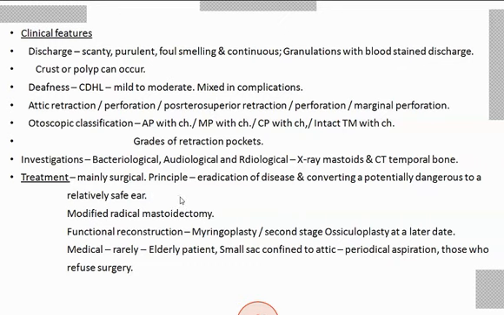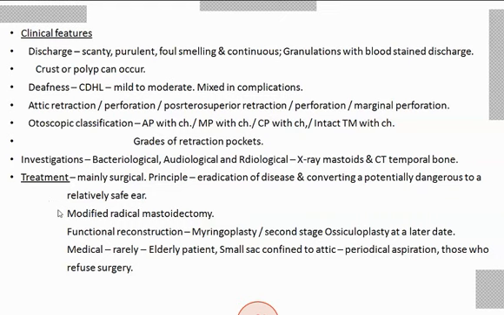Coming to the treatment, it is mainly surgery. There is no role for medical treatment in the case of attic disease. The principle of surgical treatment is eradication of disease and avoiding a potentially dangerous ear, making it relatively safe. A typical surgery for removing the cholesteatoma is a modified radical mastoidectomy. Mastoidectomy is an important surgery done for eradication of disease from the mastoid.